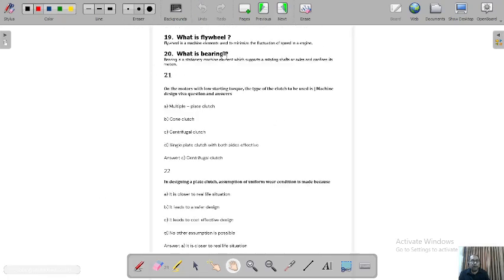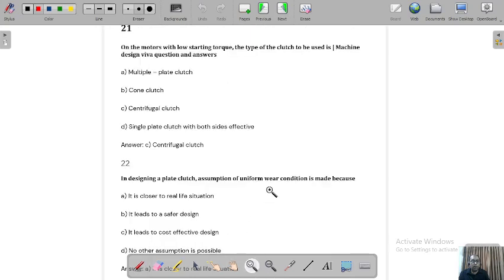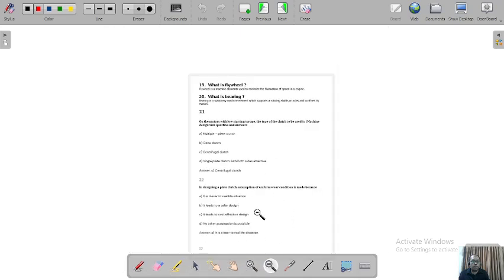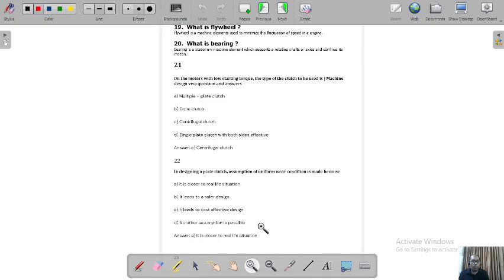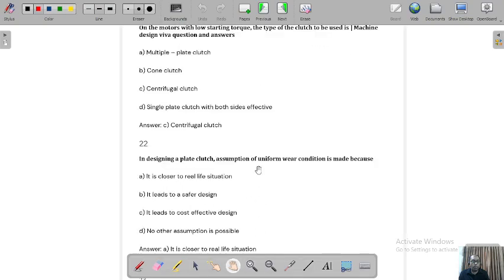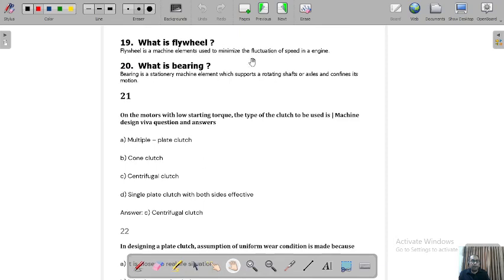So if you look at it, what is a flywheel? A flywheel is a machine element used to minimize the fluctuation of speed in the engine. Basically it stores the energy, and it is used to minimize the fluctuation of the speed in the engine. What is a bearing? A bearing is a stationary machine element which supports a rotating shaft or axle and confines its motion.